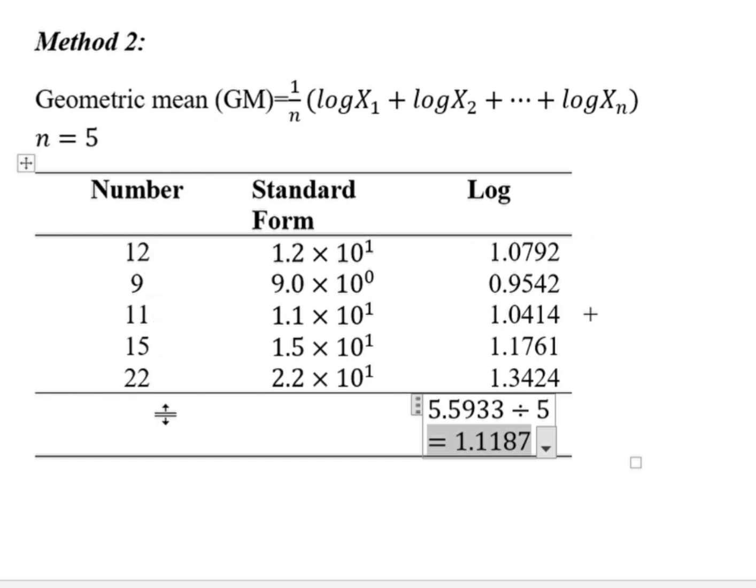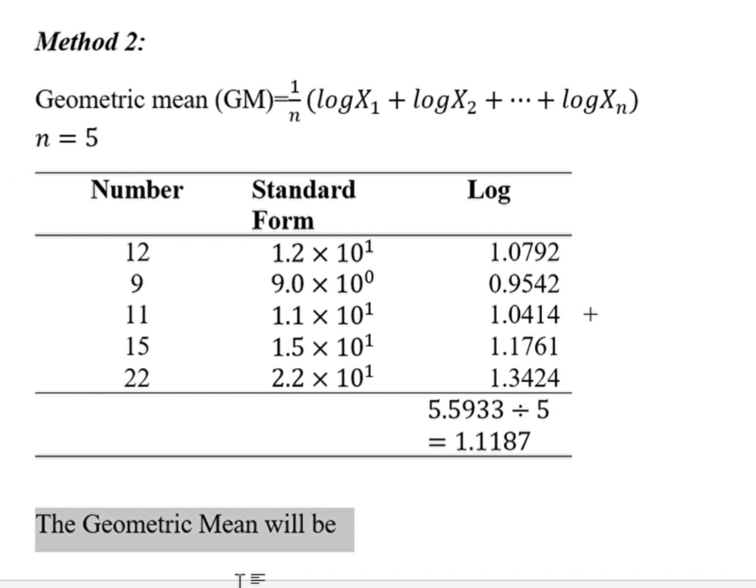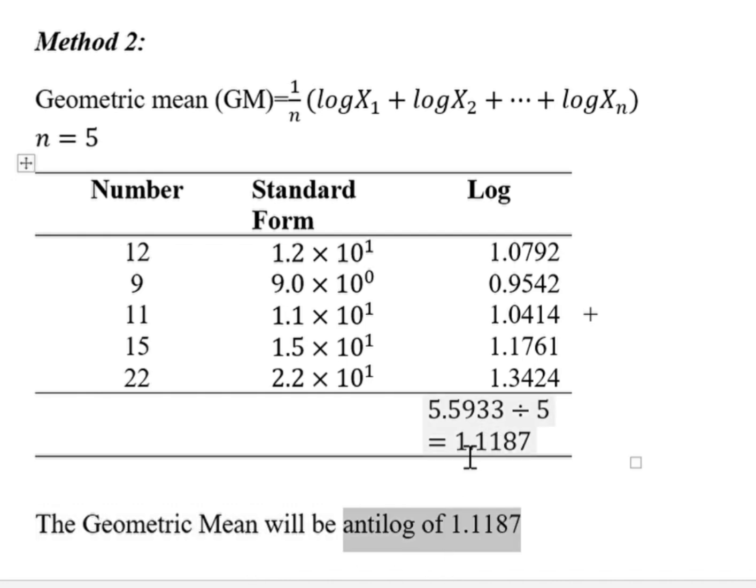So we shall say the geometric mean will now be the antilog of this value we have calculated here, which if you check using your calculator or logarithm tables, will give you 13.14. That is the geometric mean for these values.